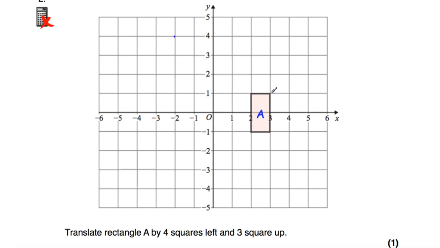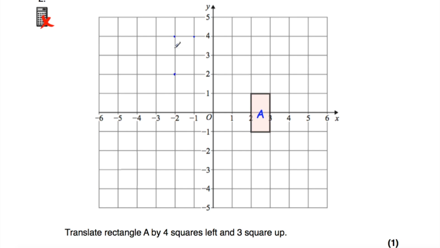The top right, let's move it 4 left and 3 up. 1, 2, 3, 4 left and 3 up. 1, 2, 3. That's good. They're next to each other. If one was above or below the other, we'd have made a mistake. Okay, this bottom left one, let's move it 4 left and 3 up. 1, 2, 3, 4 left and 3 up. 1, 2, 3. So there.